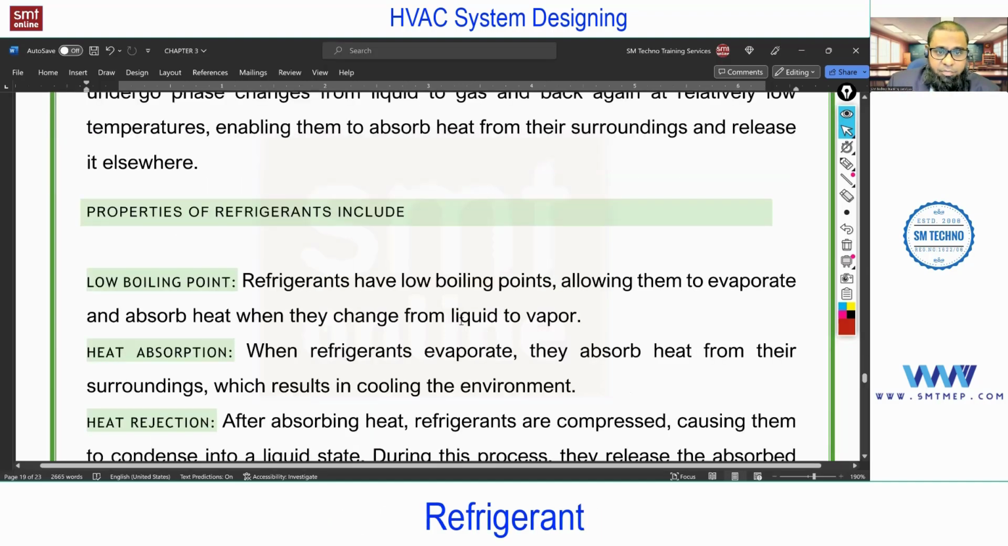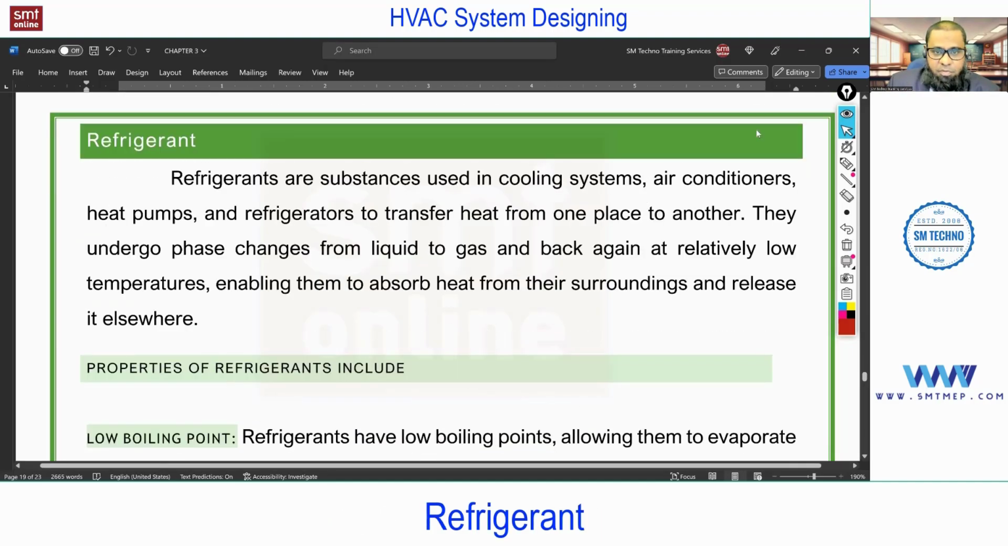Next we have refrigerant. Very, very important. First we'll talk about the refrigerant, because refrigerant is a heat carrying medium which we are using in the vapor compression cycle. Okay, so first we'll talk about refrigerant, then we can think about the vapor compression cycle. In between, I'll play one video.